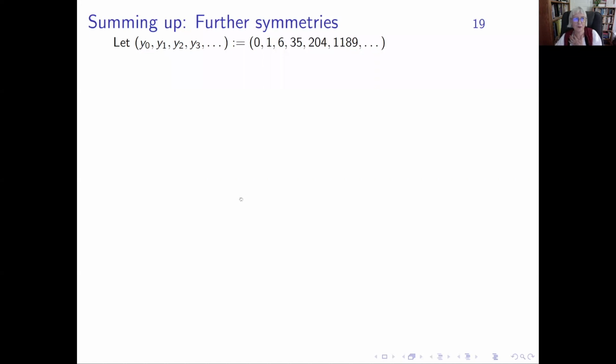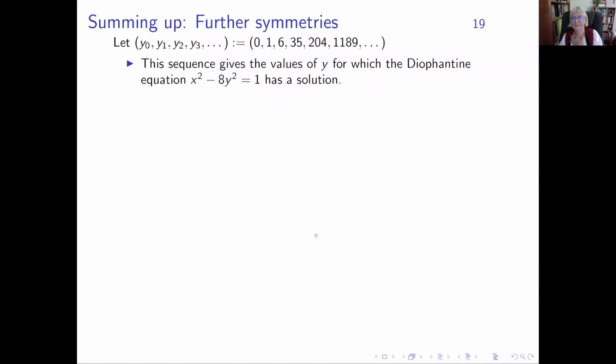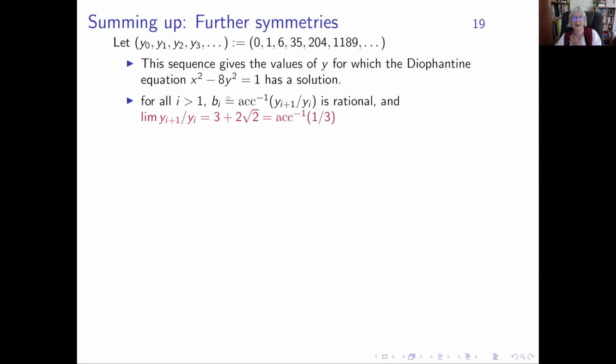So we've got this sequence here. And this sequence, well, one way of thinking about it, it gives you the values of Y for which if you try and find an integer to solve this equation, you can. So that's a set of Y's for which this integer equation has a solution. That's one thing you could say about it. The other thing to say about it is that if you look at ratios of successive ones, like 6/1 or 35/6 or 204/35, the corresponding VB value is rational. Which of course is related to the fact that you're taking the square root of 1 in the place in the equation where you solve it.